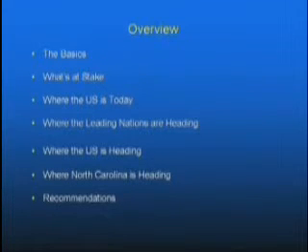We'll look at the statistics as to where the U.S. is today as compared to some of the other leading nations in the world. We'll look at where the leading nations are heading, where the U.S. is heading, and where North Carolina is heading, and then I will make some recommendations.